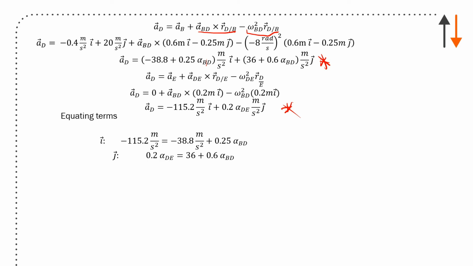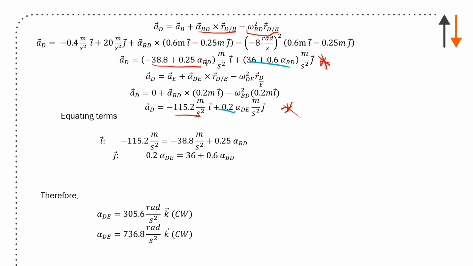Substituting in terms, equating the I terms. So here I'm taking these two terms here. And then for the second part, I'm taking J over here. Substitute in, solve for everything, and a little while later, you get two clockwise rotations: 305.6 rads per second squared and 736.8 rads per second squared in the z direction, clockwise.